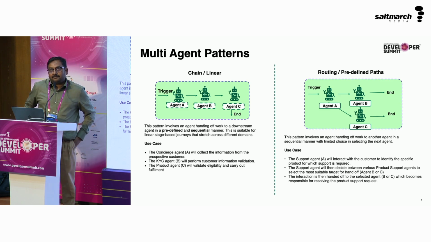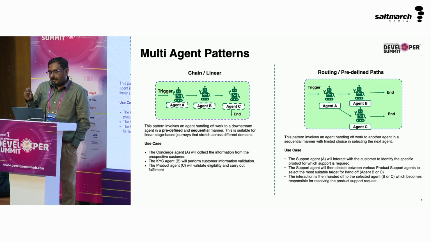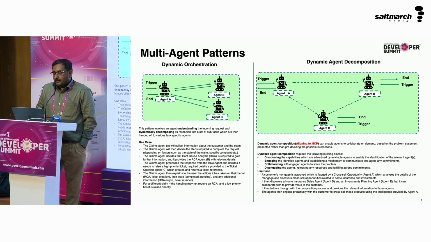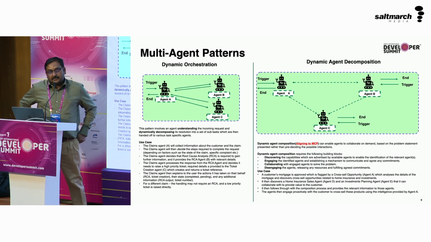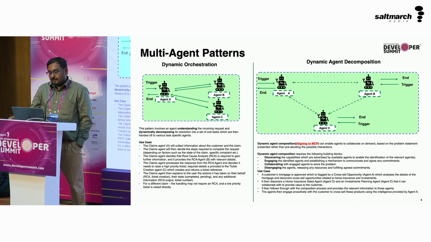Next, routing and predefined path. Here, agent A talks to agent B, but again, for some reason, it could go to agent B or it could go to agent C. Which means agent A has some knowledge of doing that. Some of the times, this orchestration may not be really an agent. It could be just flow and control logic alone, correct? But I'll show you a demo where I have used it. It's that the orchestration flow itself is an agent to decide the next one, but we'll see that. And again, dynamic orchestration and dynamic agent decomposition. I'll come to dynamic agent decomposition a bit later.